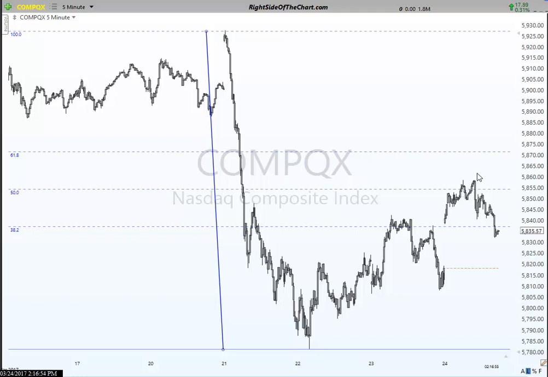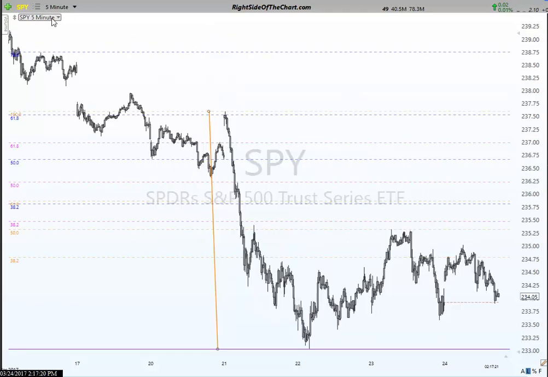That failed right around the 50% Fibonacci retracement, and I'm talking of the move down. Remember, the Qs were the last to buckle. They didn't top until the 21st, and then they started moving down impulsively, where every other diversified index in the U.S., every other stock index, topped on March 1st and has been in a clear, unmistakable downtrend since. We'll just look at the SPY, for example.